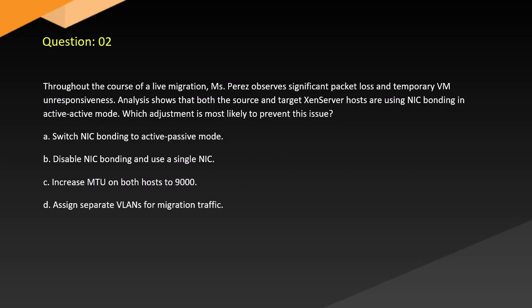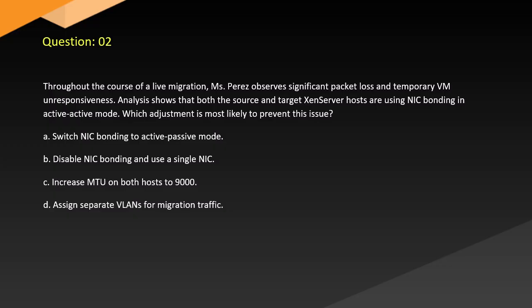Question 2. Throughout the course of a live migration, Perez observes significant packet loss and temporary VM unresponsiveness. Analysis shows that both the source and target XenServer hosts are using NIC bonding in active-active mode. Which adjustment is most likely to prevent this issue?